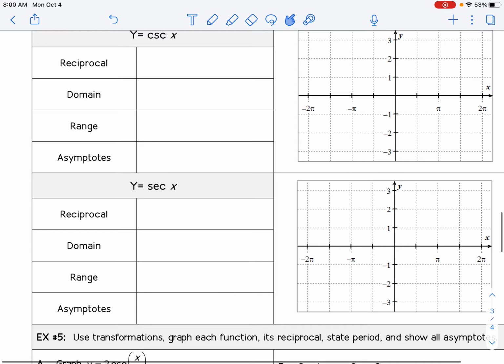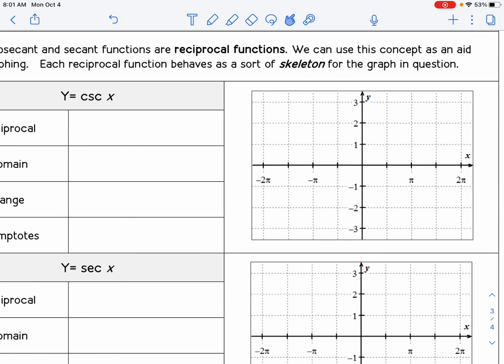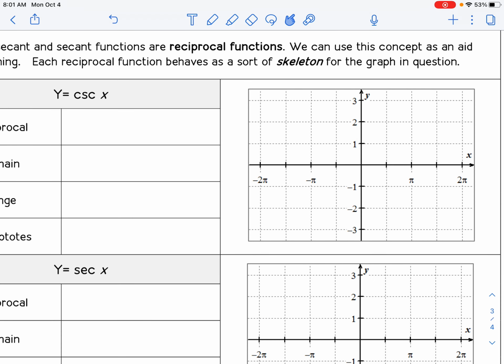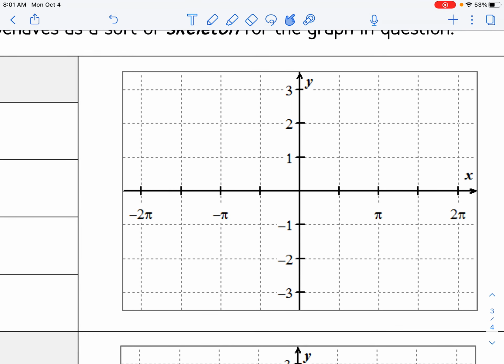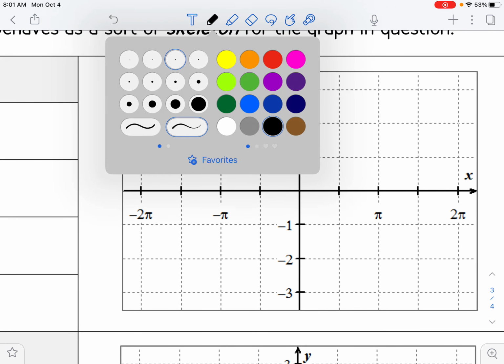Okay, so let's go down here to secant and cosecant. So cosecant is the reciprocal of sine, so it's important for us to remember or recall what sine looks like.